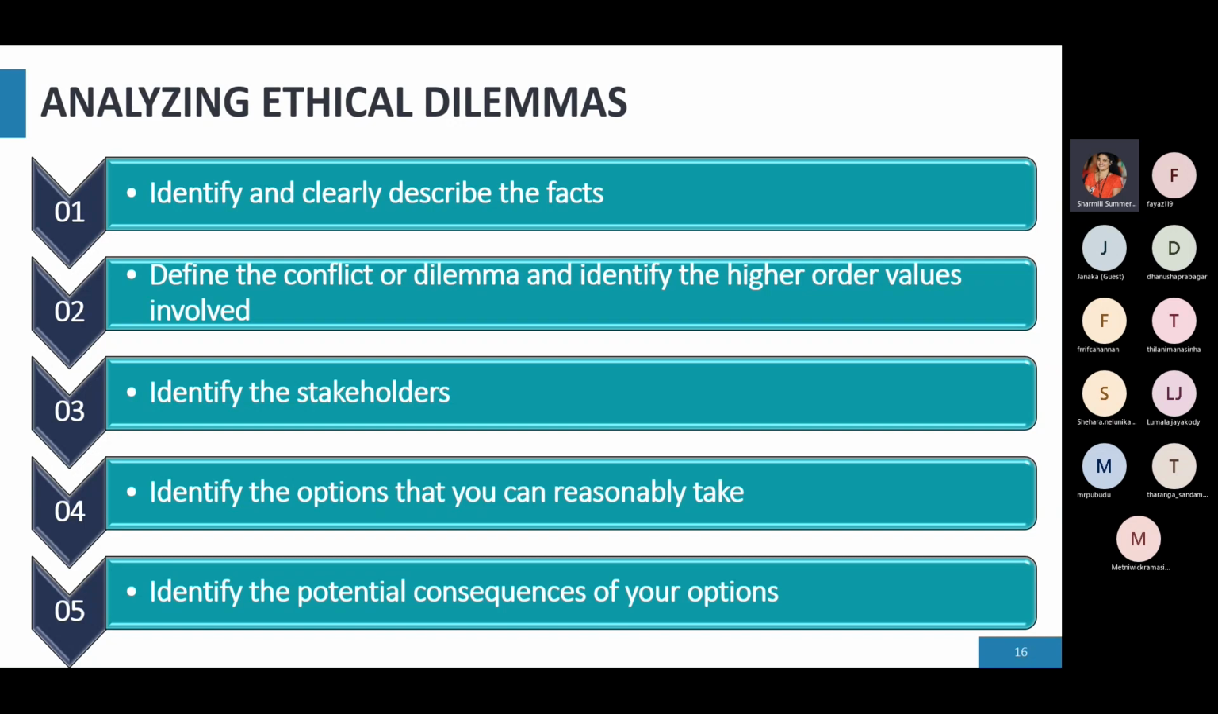Second, you need to define the conflict or the dilemma, and identify the higher order values involved. So next, you need to define what the problem or dilemma is, and identify whether any values are incorporated into it. Then identify the stakeholders. Stakeholders could be either the employee or the employer. So who are the people? To whom are you going to apply the decision? Who are the people involved? Who raised the concern and who is going to be the beneficiary? So who are the stakeholders?